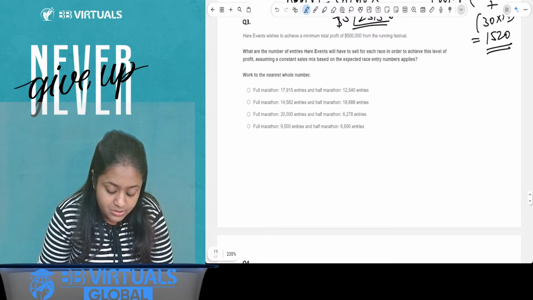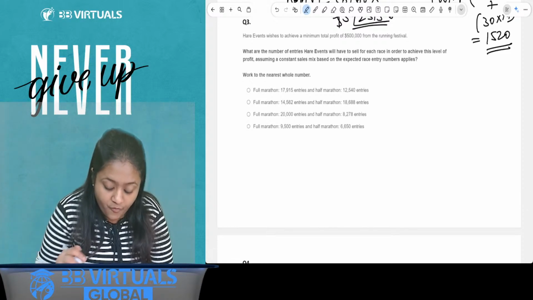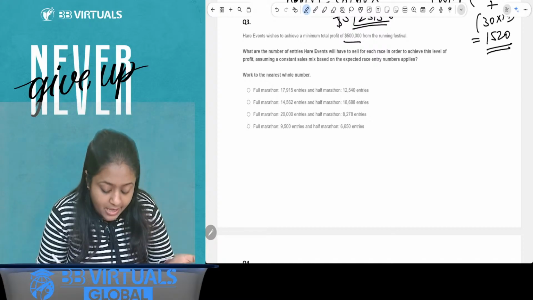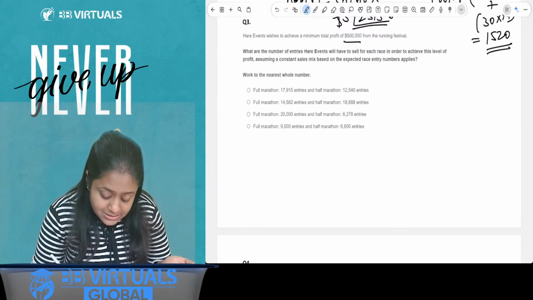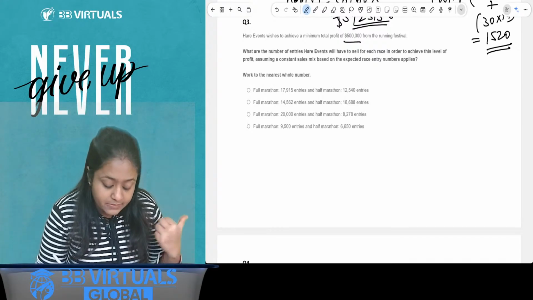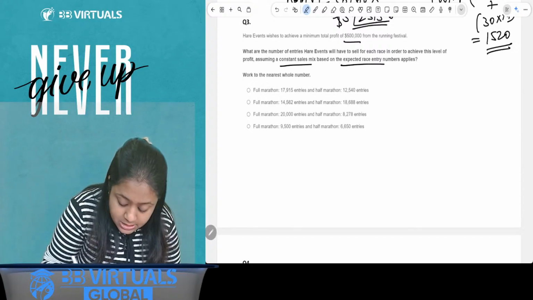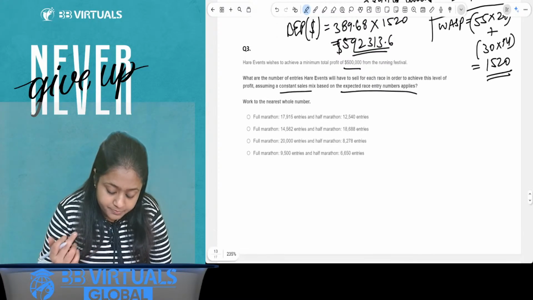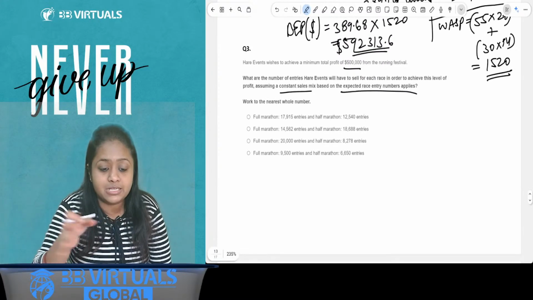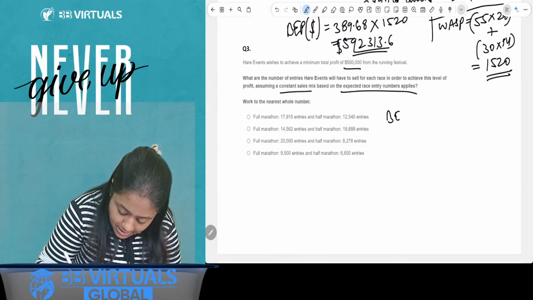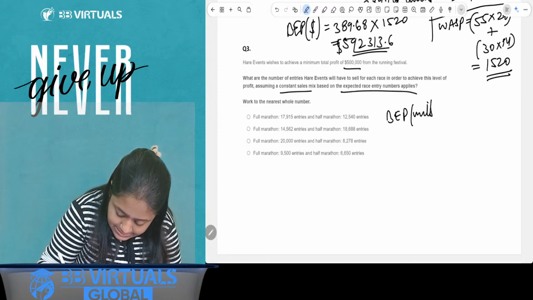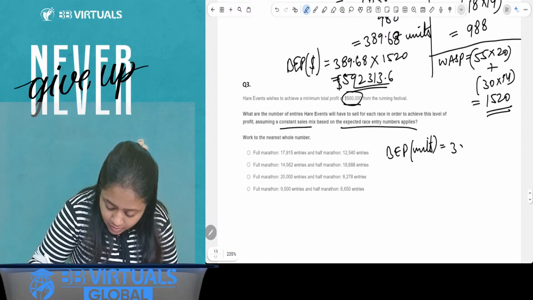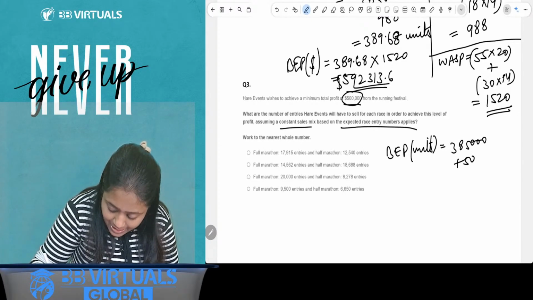Hair Events wishes to achieve a maximum total profit of 500,000 from the running festival. What are the number of entries that Hair Events will have to sell for each race in order to achieve this level of profit, assuming the constant sales mix is there? So we just need to get the break-even point in units then, right? Break-even point in units, and that I will bifurcate in the two categories. Everything else remaining the same, just that we will have to add a target profit of 500,000.